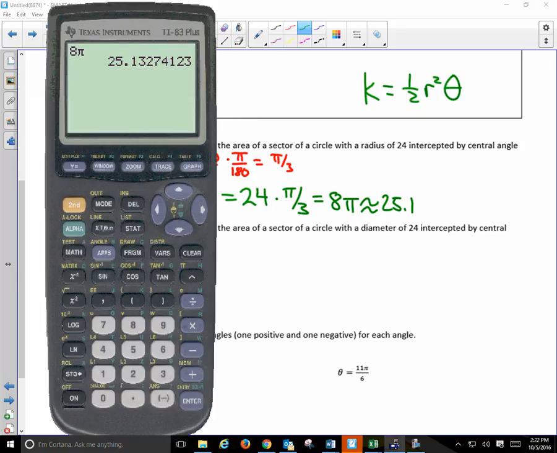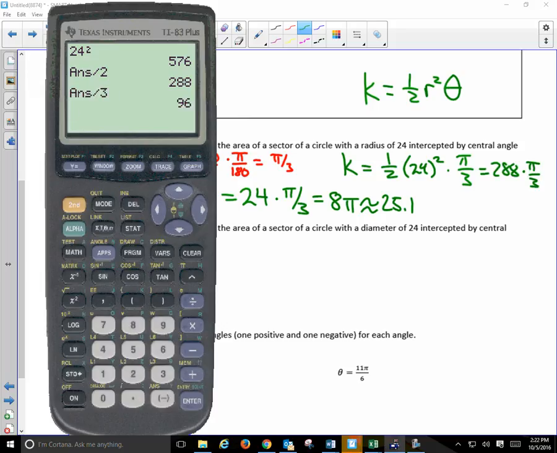To find the area of the sector, I have K is equal to 1/2 times, what's the radius? 24 squared times theta, which is pi over 3. Order of operations, what should I do first? 24 squared times 0.5 or divided by 2. And I get 288 times pi over 3. That just means you take 288 and divide it by 3. We get 96 pi. Don't forget about pi, 96 pi.